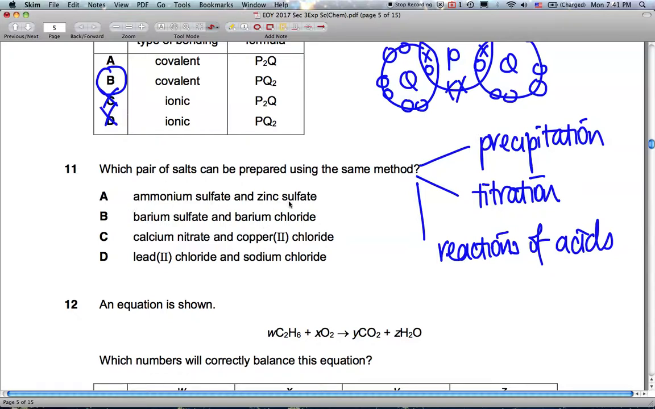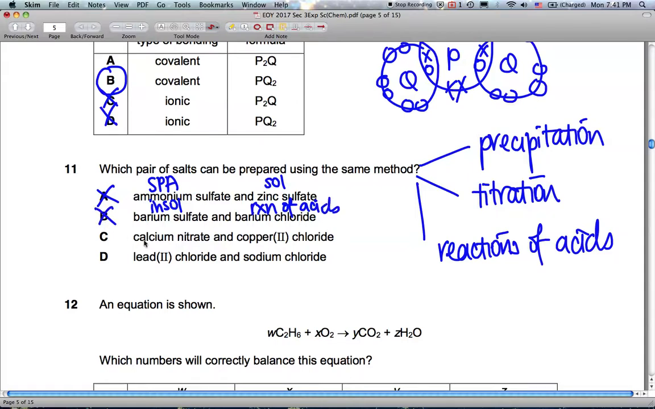Ammonium sulfate and zinc sulfate. Zinc sulfate is a soluble salt. Ammonium sulfate is a spar salt. So spar salts are prepared using titration, whereas this one is prepared using reactions of acids, so A is out. Next one, barium sulfate and barium chloride. Barium sulfate is insoluble, so prepared using precipitation. Barium chloride is soluble, therefore prepared using reactions of acids. So, not the same method.